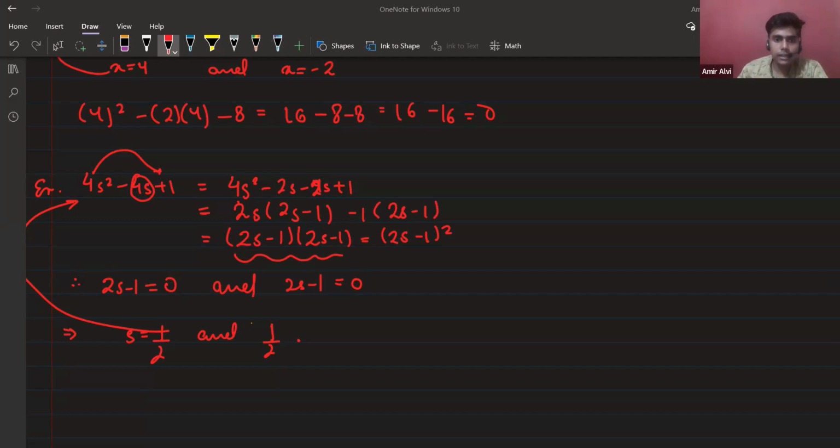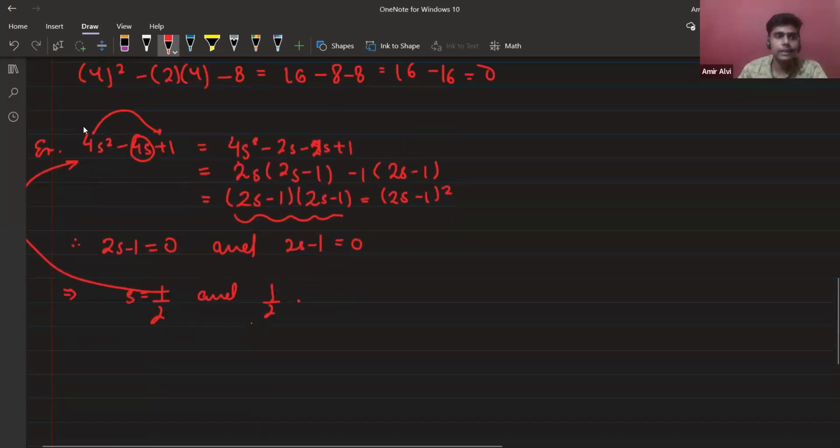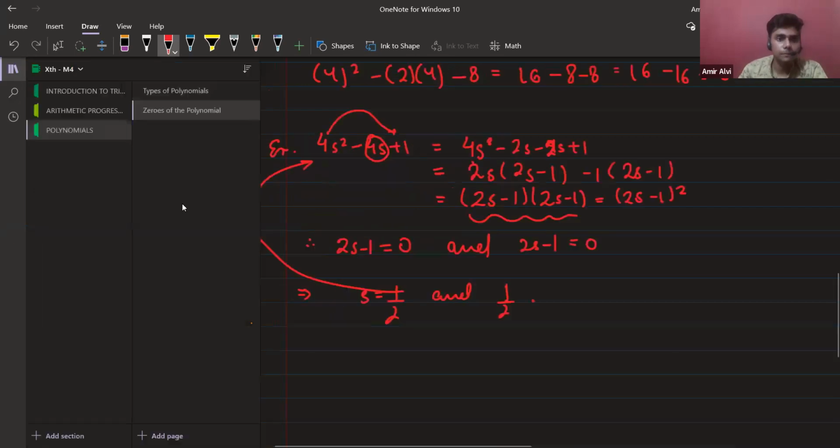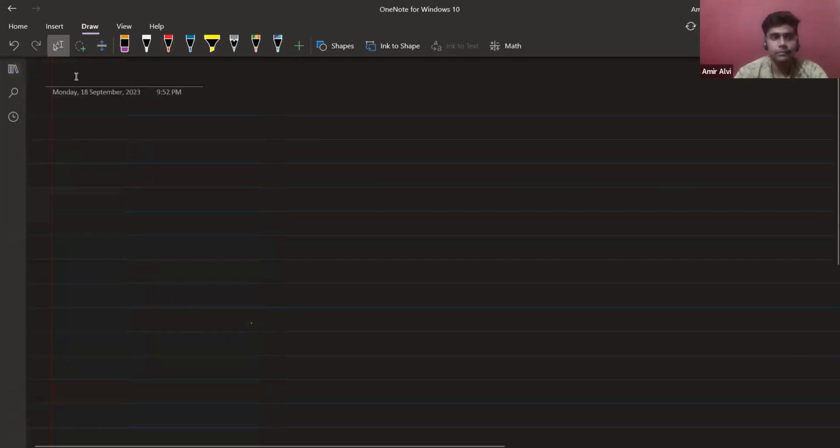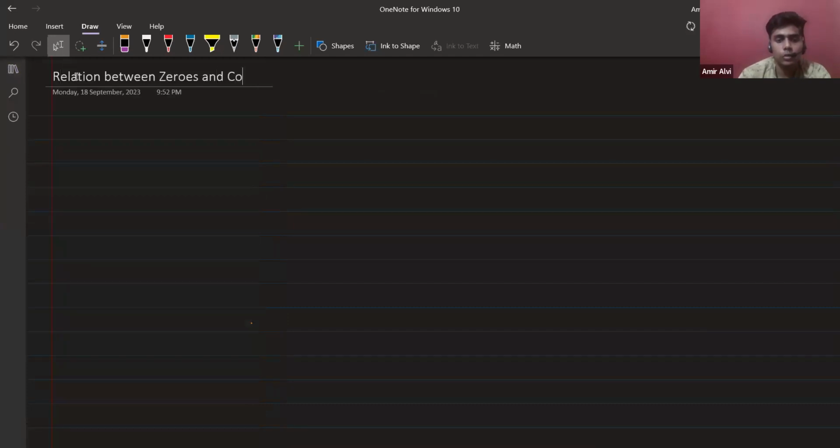So let's understand, basically, this is the simple thing, zeros of the polynomial. Now we have the next topic, relation between zeros and coefficients. Can anybody tell me what are coefficients?